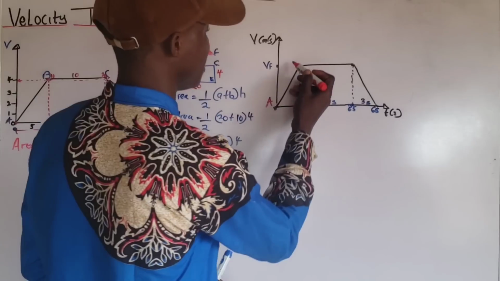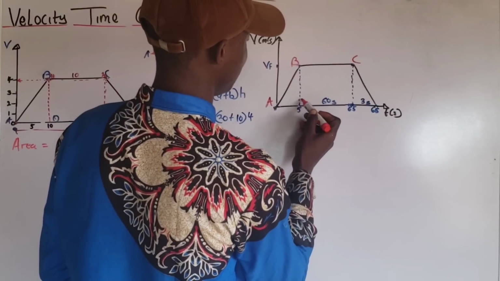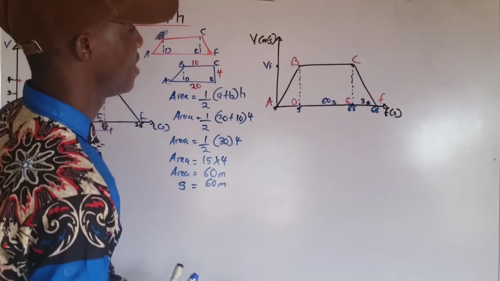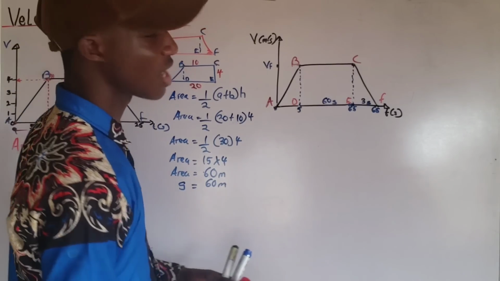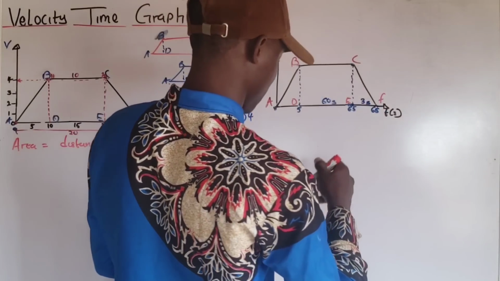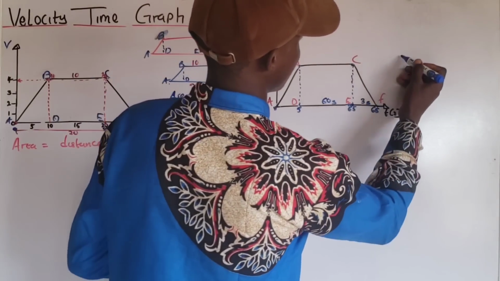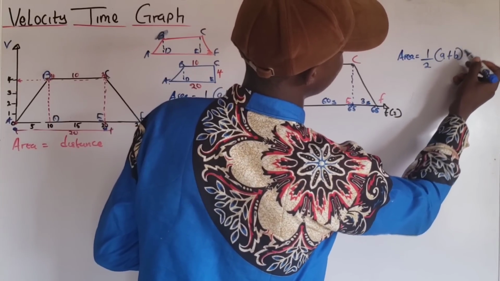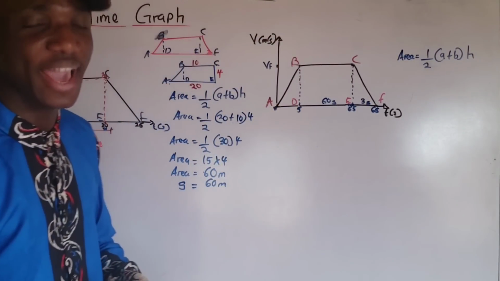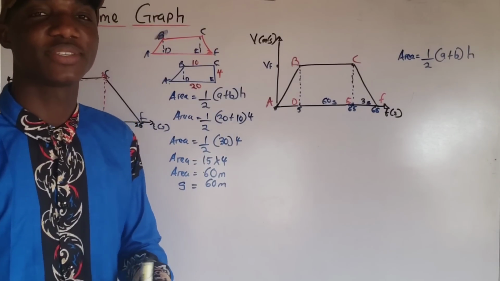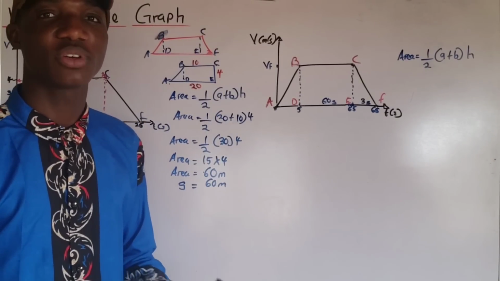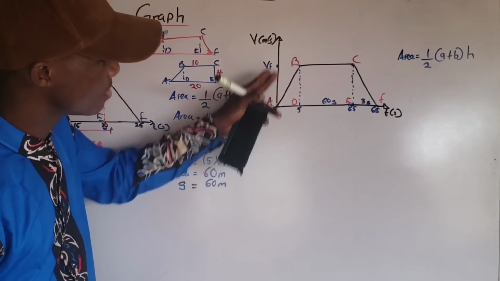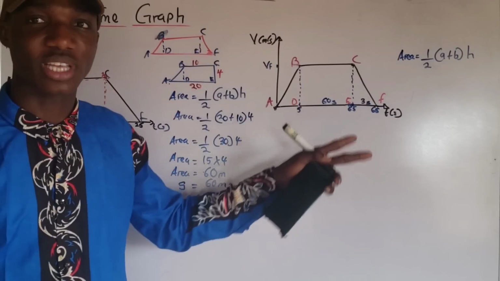So, let me just label it A, B, C, D, E, F. The area of a trapezium is given by this formula: Area is equal to half (a plus b) multiplied by h. And I told you the height on a velocity time graph is the velocity, because the velocity is measured along the y-axis. So the height on the velocity time graph is the velocity.